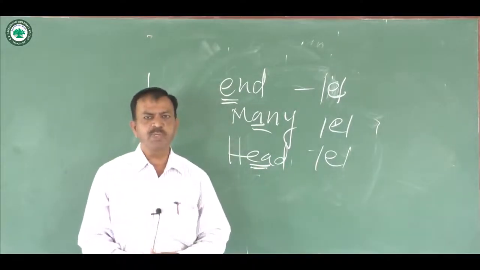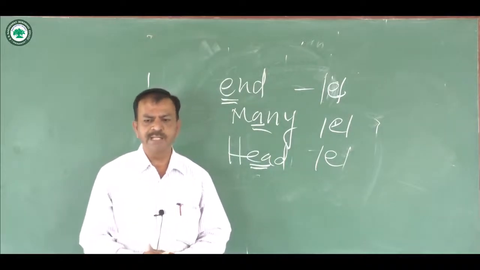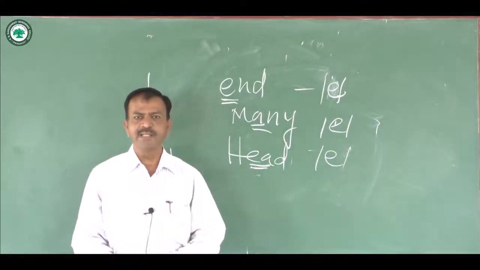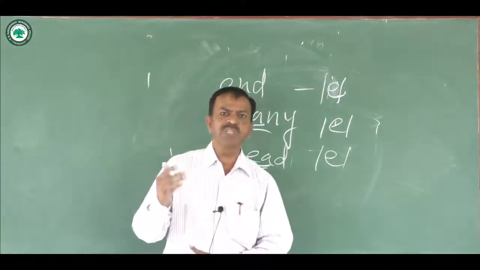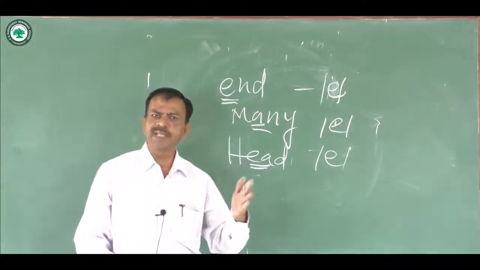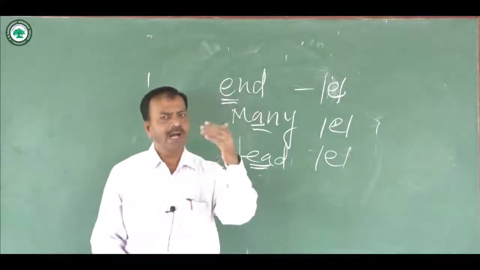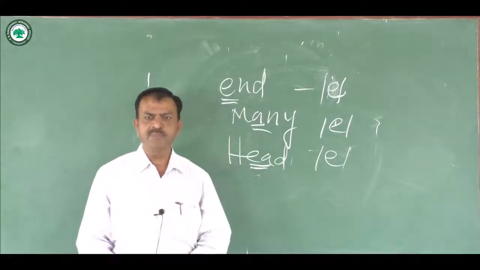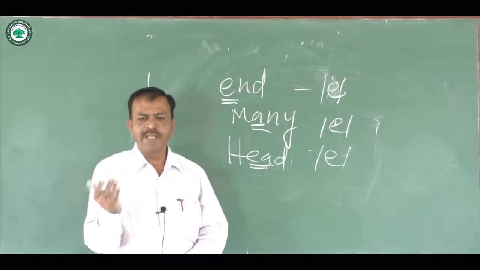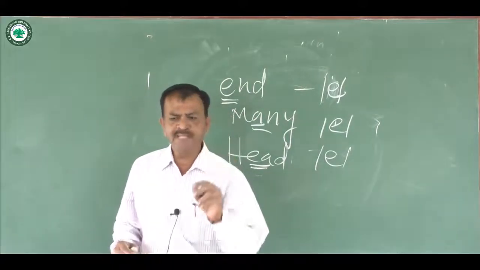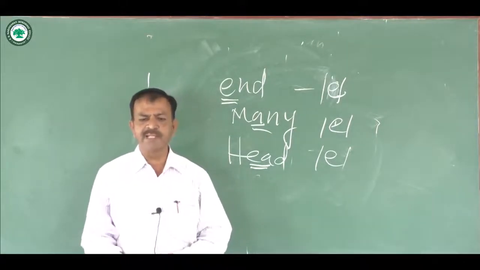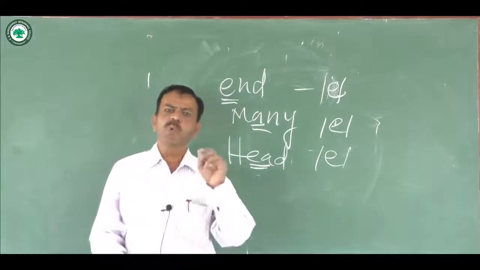In thumb, final B is silent. In the word half, here L is silent. In the word daughter, GH is silent. In the word island, here the letter S is silent. In the word guitar, here the letter U is silent. In foreign, G is silent. In enough, OU is silent.